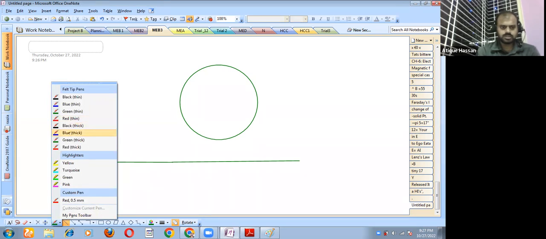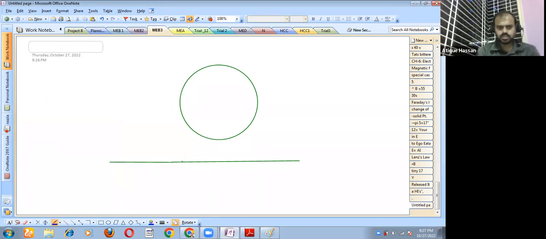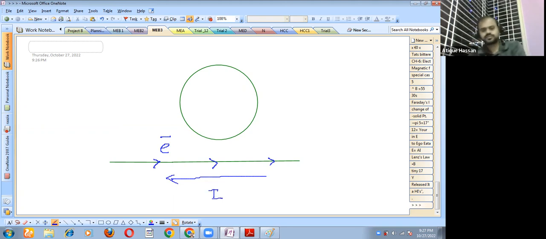So what happens? The electron is moving from here to here to here. Because of the movement of the electron, and the electron is a negative charge, current will be like this. There will be current associated with the flow of charge. So because of that, current will be in the opposite direction.